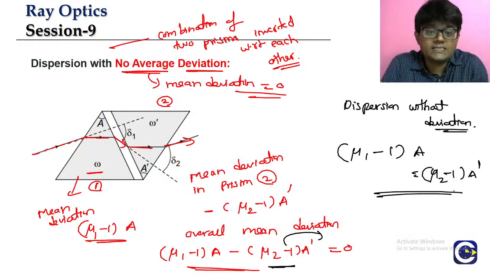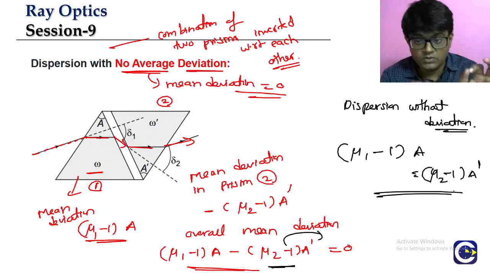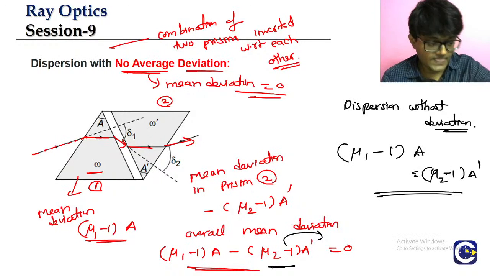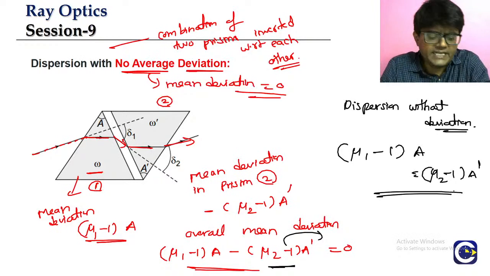What is this condition called? Dispersion without deviation. Dispersion with no average deviation, or dispersion without deviation. Hope it's clear, guys.